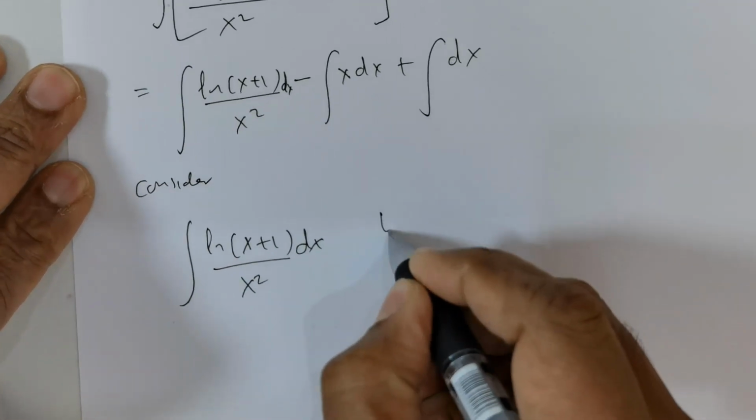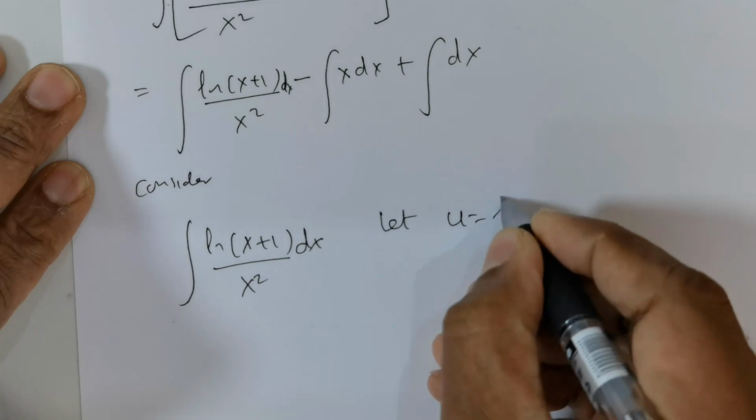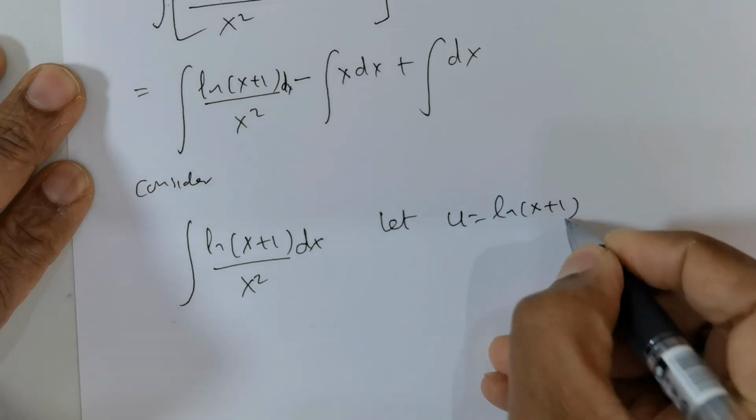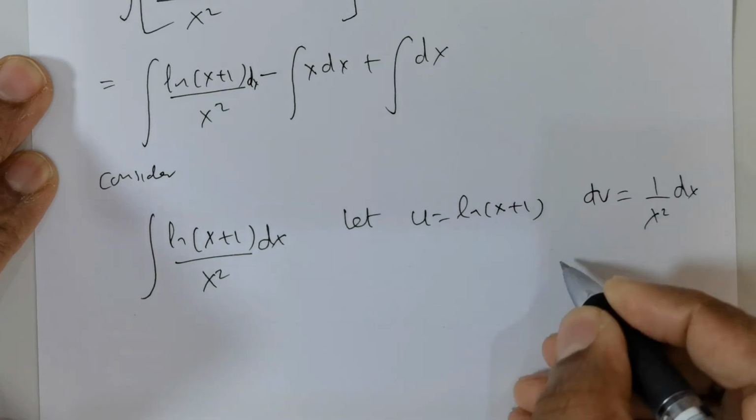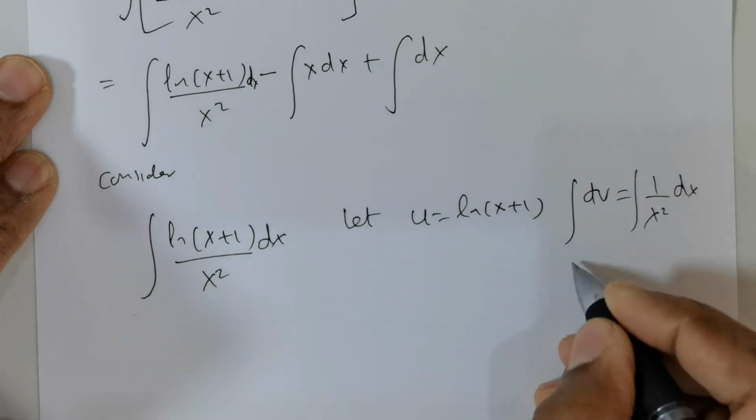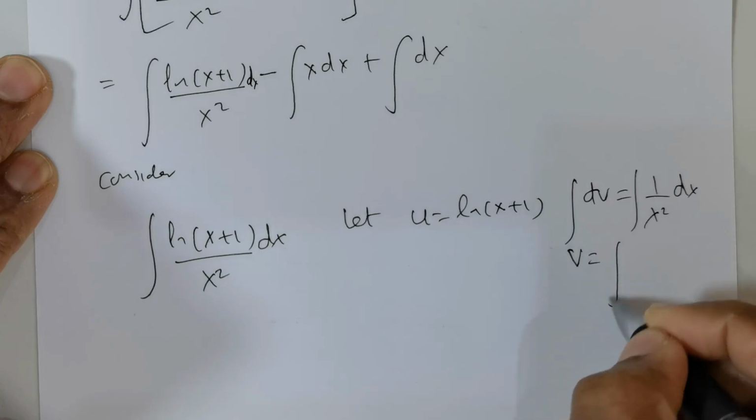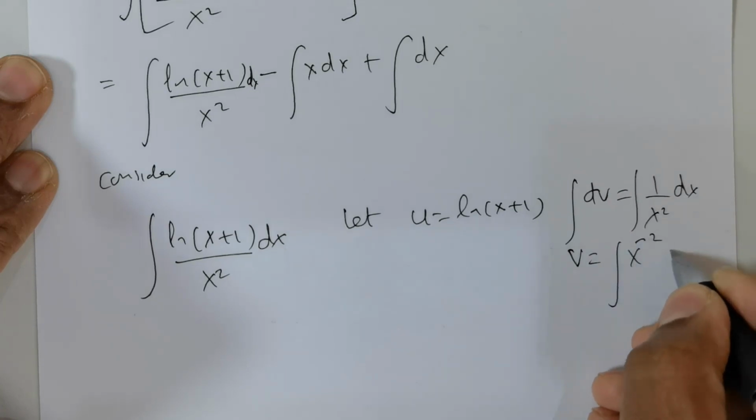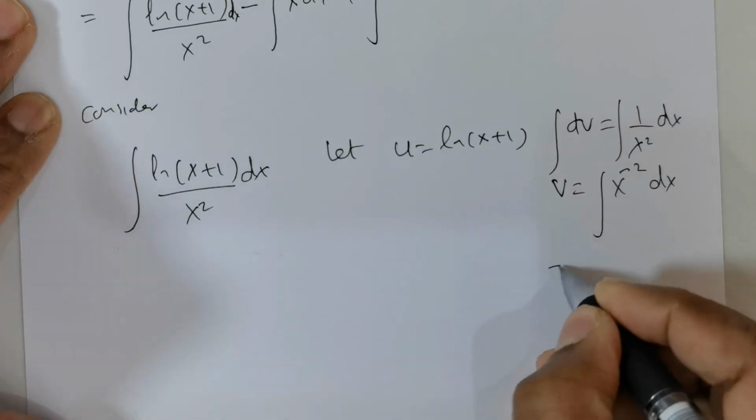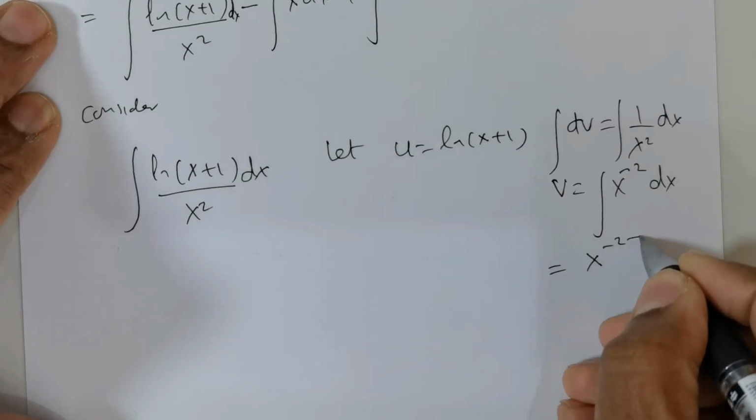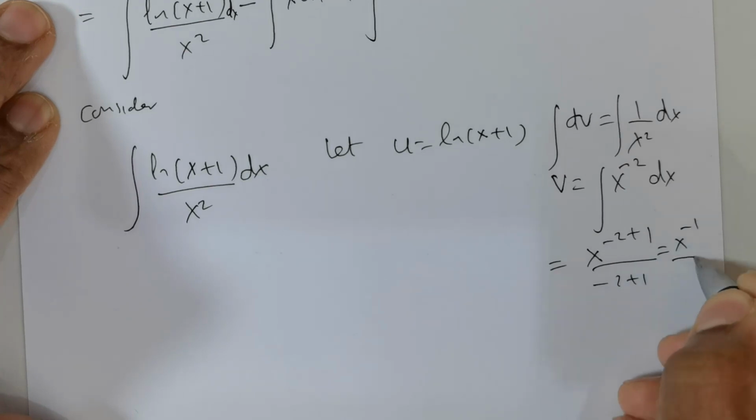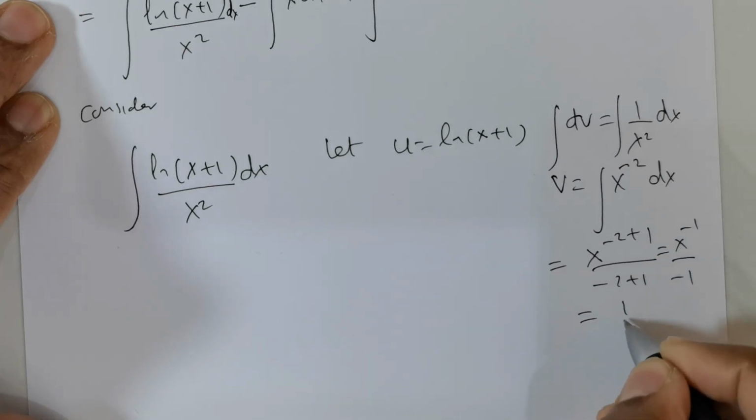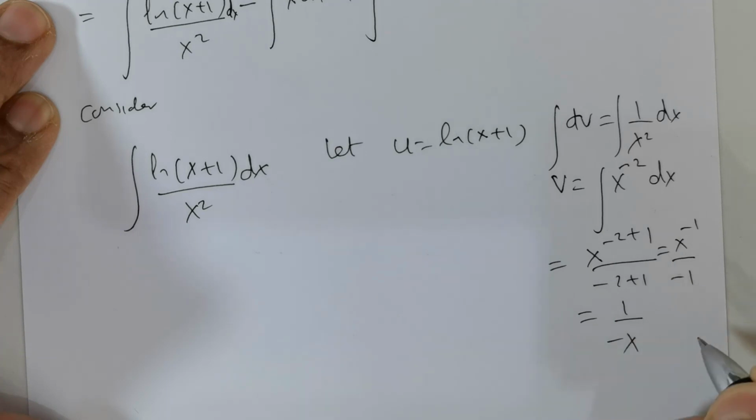Now I'm going to use integration by parts, so let u be equal to ln(x + 1) and dv be equal to 1 over x squared times dx. If you integrate both sides, v is equal to, I can rewrite this as x raised to the power of negative 2 times dx. Applying the integration, this is x raised to the power of negative 2 plus 1 divided by negative 2 plus 1, which is equal to x raised to the power of negative 1 divided by negative 1, which is equal to negative 1 over x, and this is going to be my v.